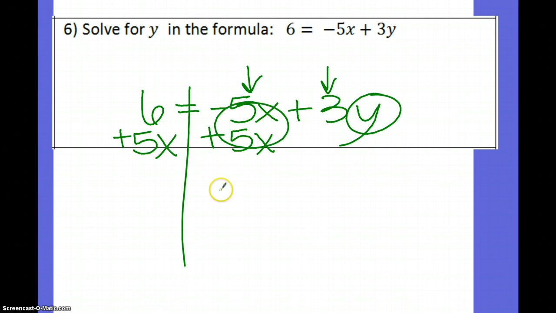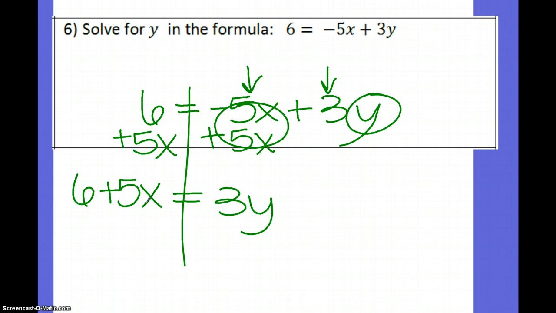Here we have 0, and what's left is 3y. 6 plus 5x, those are not like terms. Even though a lot of people did put 11, it is not. 6 plus 5x, not like terms, so you leave them side by side.